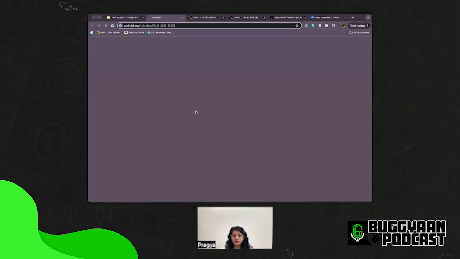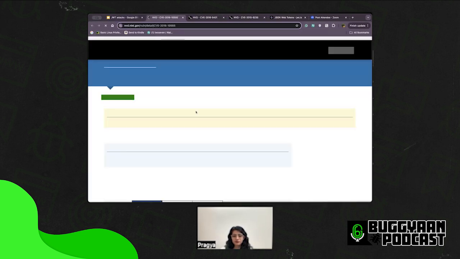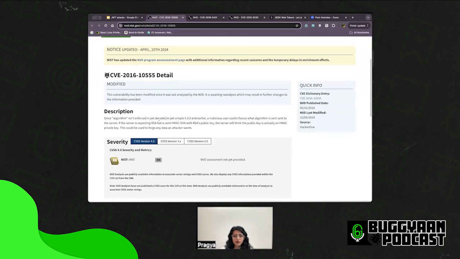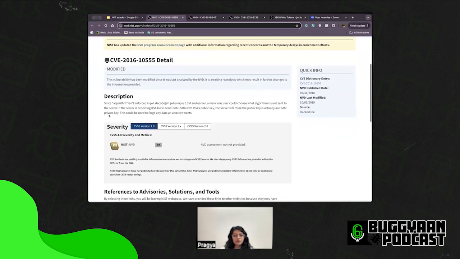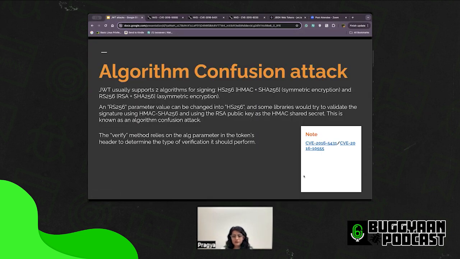And there's another CVE for it. This is what I was talking about in the earlier case, the confusion between decode and verifying. So if a dev is using a decode function, the algorithm is not enforced in the decode function, and hence a user is able to switch between both the algorithms. You can read about these later.